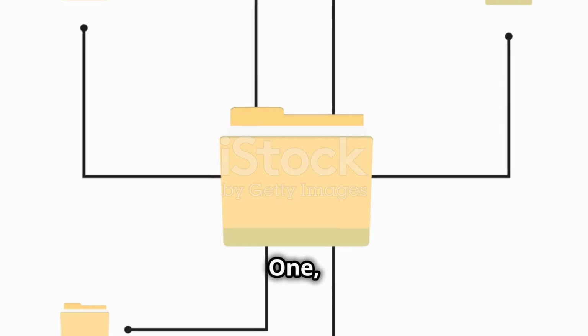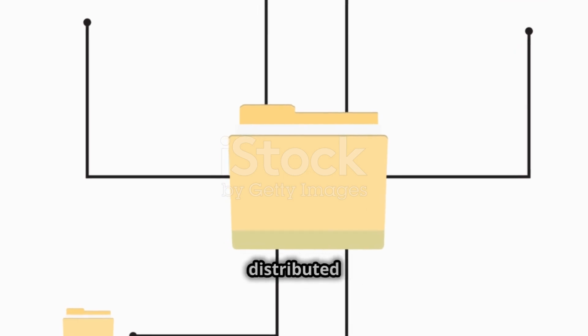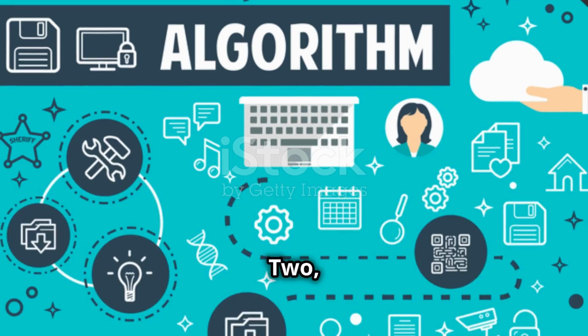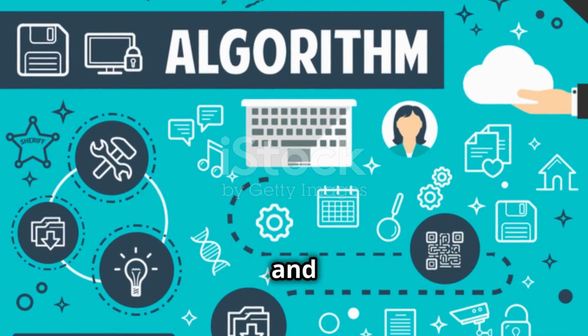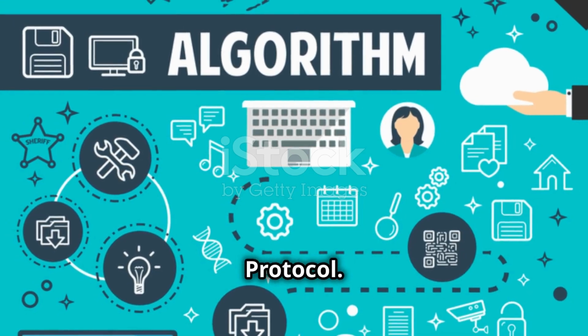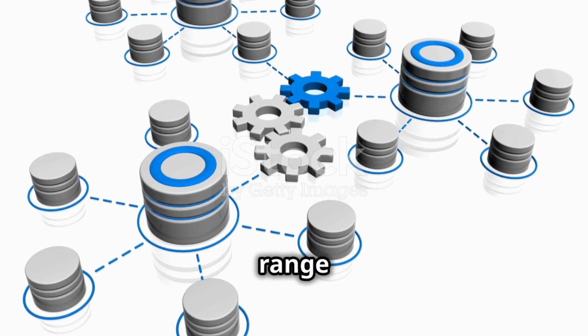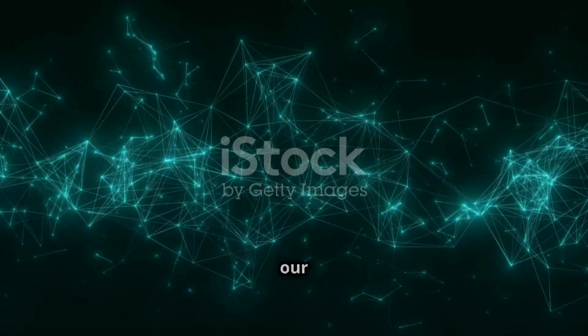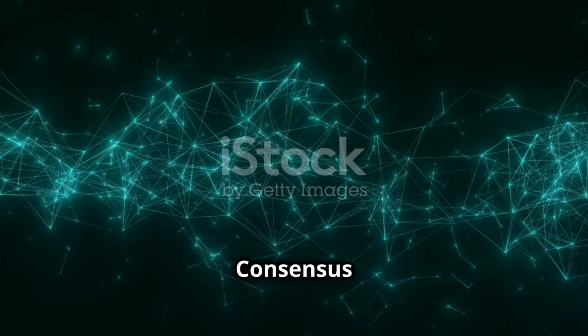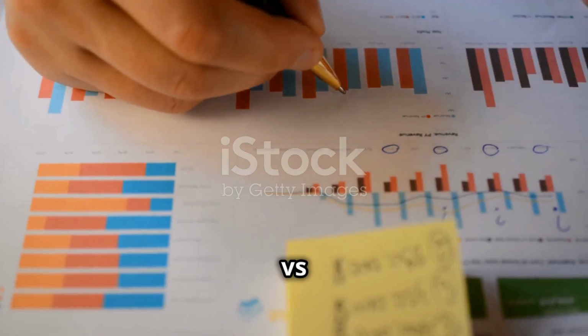To recap: 1. Leader election is essential for managing distributed systems. 2. Popular techniques include the bully algorithm, Raft, Paxos, and ZooKeeper's ZAB protocol. 3. Real-world use cases range from database replication to Kubernetes cluster management. In our next video, we'll explore consensus algorithms, Paxos versus Raft. Don't miss it!